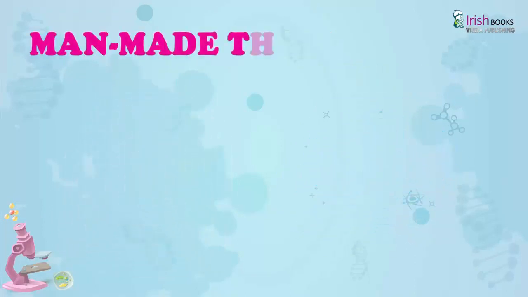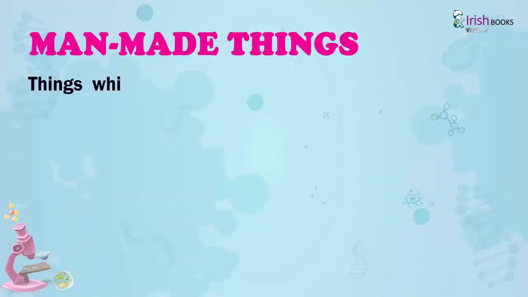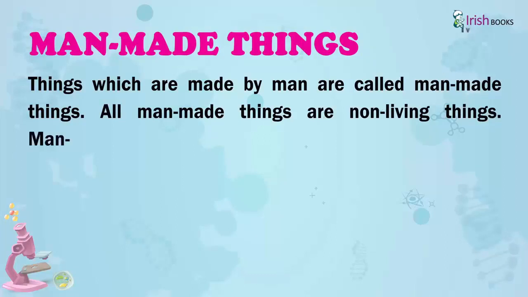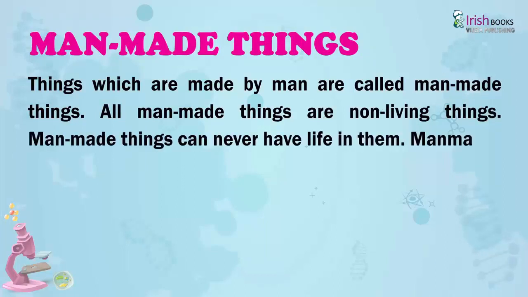Man-made things. Things which are made by man are called man-made things. All man-made things are non-living things. Man-made things can never have life in them. Man-made things are surely non-living things.